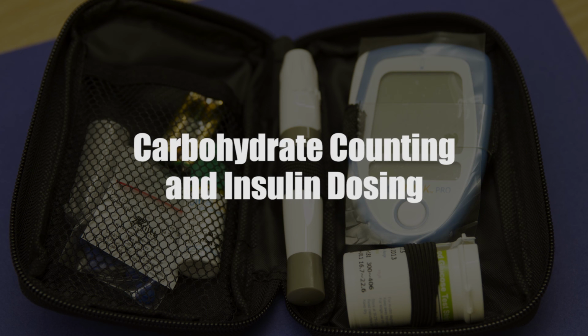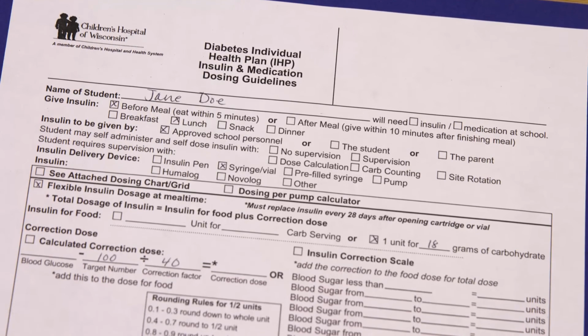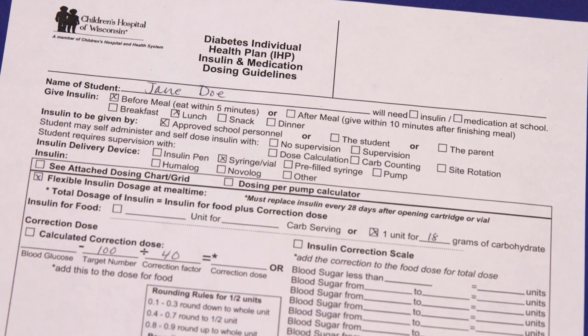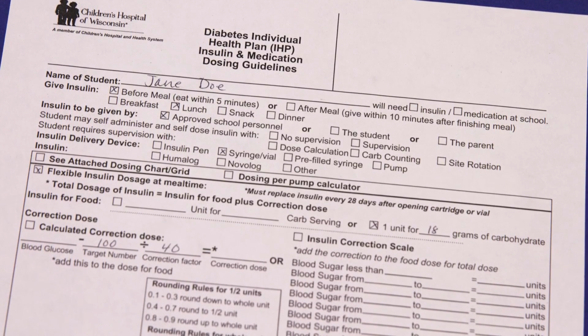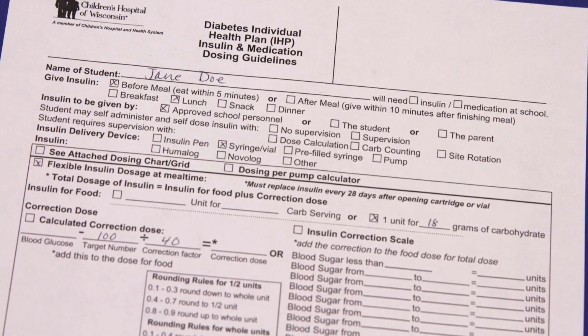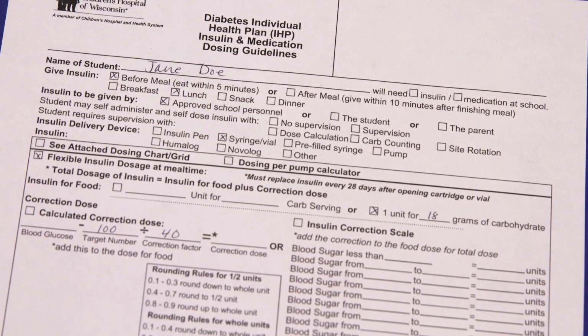Carbohydrate counting and insulin dosing. For students with diabetes, the management plans should indicate whether the mealtime insulin dose should be given before eating or after eating. Review each student's diabetes management plan and discuss with the school nurse to determine what the plan of care will be for the student you are caring for.